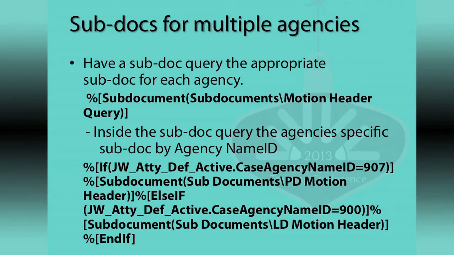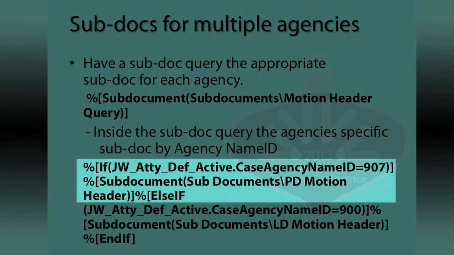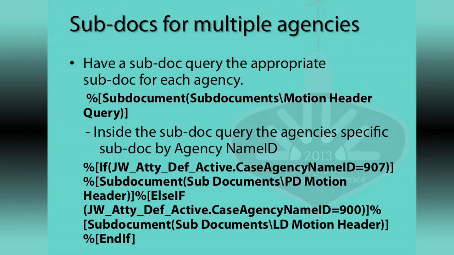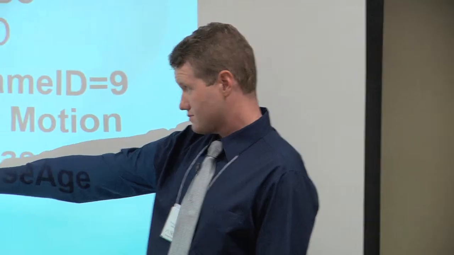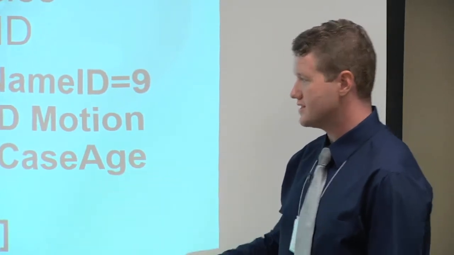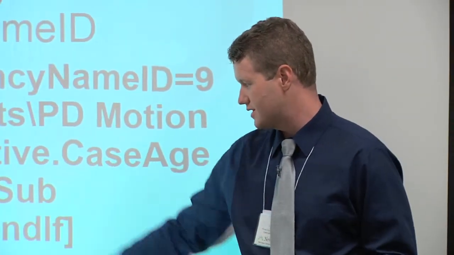So, subdocs from multiple agencies. When you're pulling in a subdocument, you've got your subdoc query, and then inside that subdoc query, you're going to use If, and then I'm using the JustWare Attorney Defense Active, and then the case agency name ID. You're going to need to get this out of your database, out of your code tables. You get the case agency name ID. So this is the public defenders. If this is the name ID, then it's pulling the subdocument of PD motion header because that's their motion header. Else If, and then I've got another agency, and then at some point you should do an Else and then an End If.